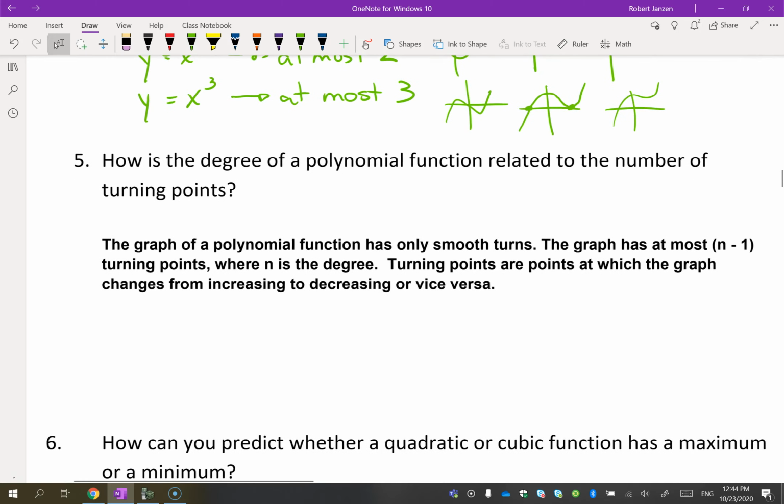How is the degree of the polynomial function related to the number of turning points? Okay, here the number of turning points will always be 1 less than the degree. So if the degree is 1, there's going to be no turning points. If the degree is 2, 1 less than 2 will be 1 turning point. And if the degree is 3, there will be 1 less than 3, which is 2 turning points.